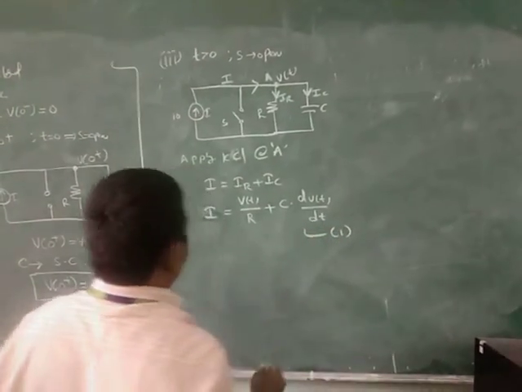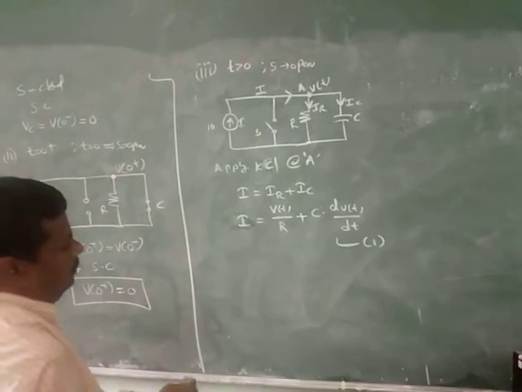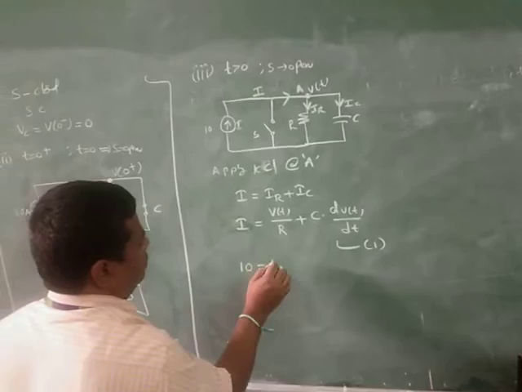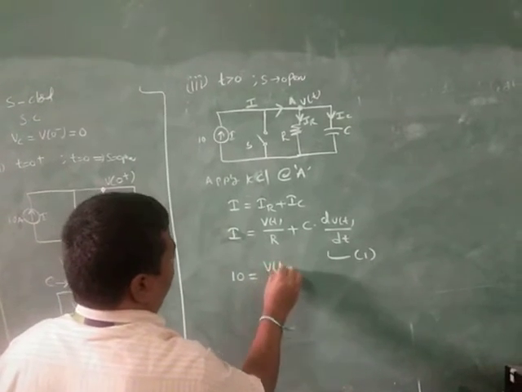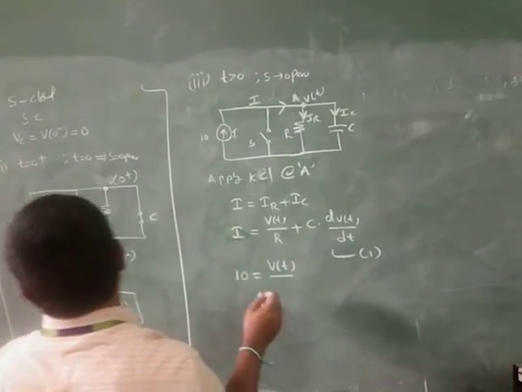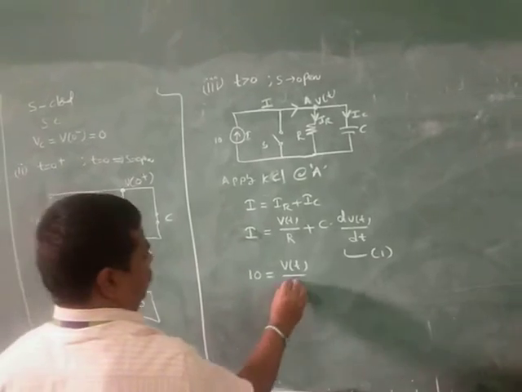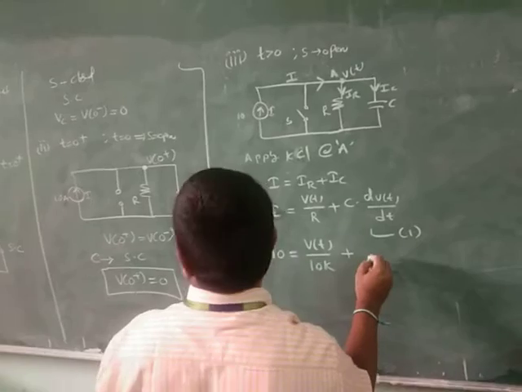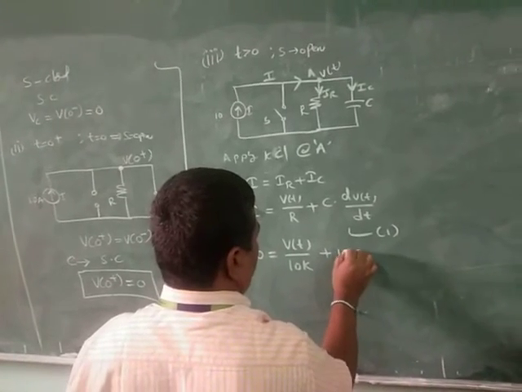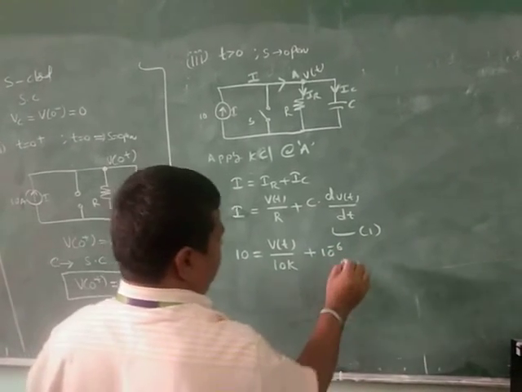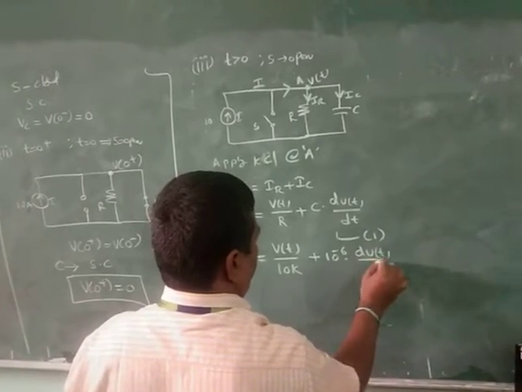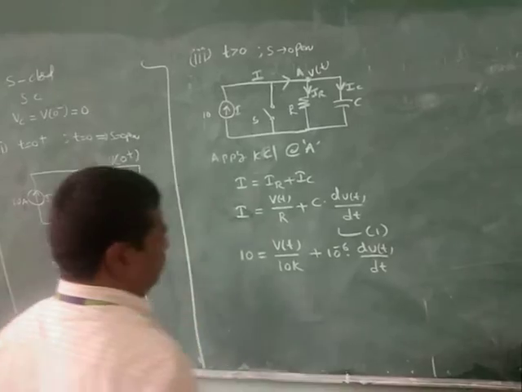Equation 1. Then substitute values here. Here the values are 10 is equal to V of t by R, and the R value is equal to 10K, plus C, 1 micro, 10 to the power of minus 6, into dV of t by dt.